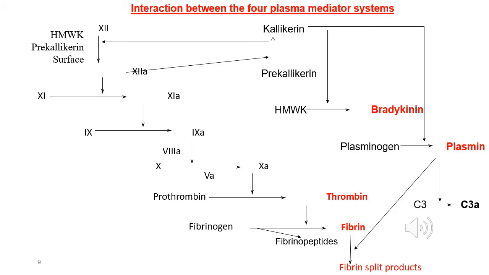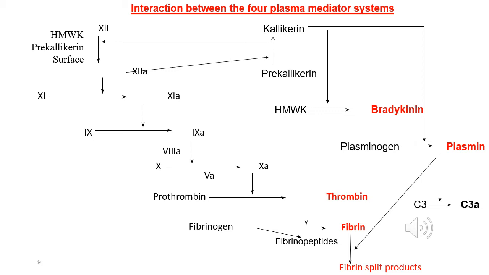This diagram is just to show you the interaction and the relationship between the four plasma mediator systems. On the left side is the coagulation or clotting fibrinolytic system, which has a close relationship to the kallikrein and the high molecular weight pre-kallikrein system, which in turn can activate factor 11 of the clotting fibrinolytic system.